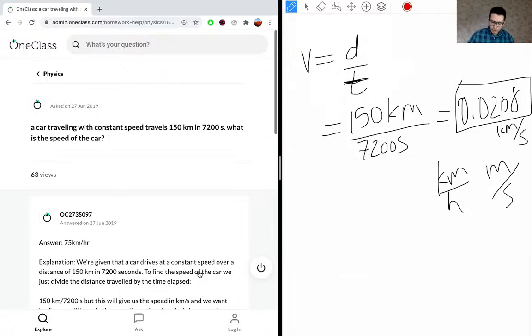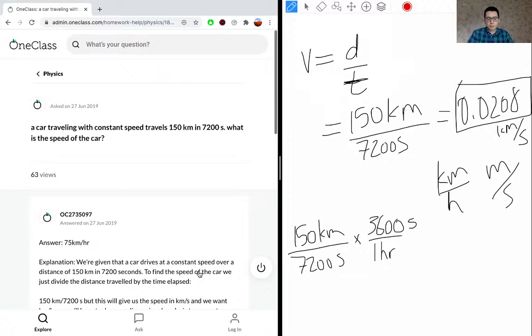So we can try to convert this into kilometers per hour. We'll write this down here, 150 kilometers over 7,200 seconds. We'll multiply this by, so in one hour, we have 3,600 seconds. To get 3,600 seconds, essentially you have 60 seconds per minute, and then you have 60 minutes per hour. So you do 60 times 60 will give you 3,600 seconds. And then this will give you 75 kilometers per hour. So that's the speed of the car.